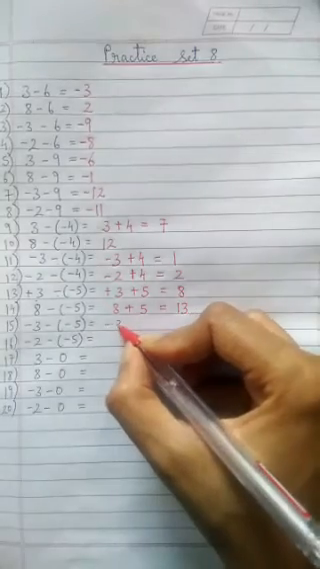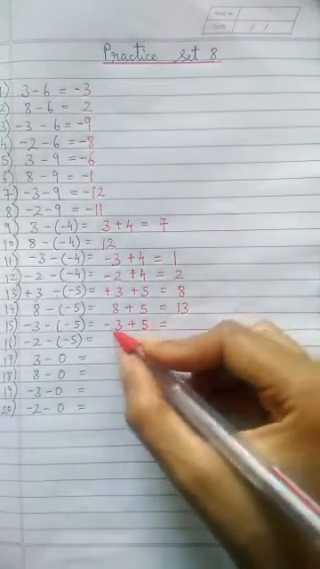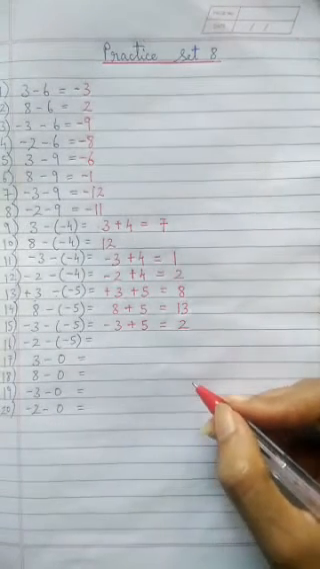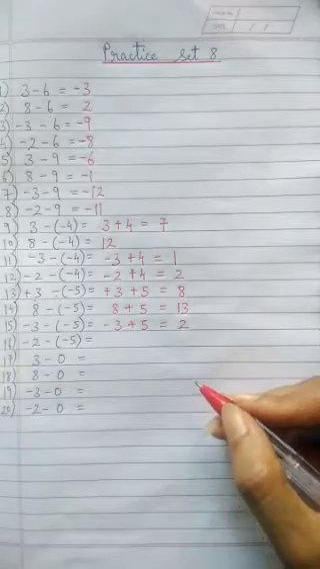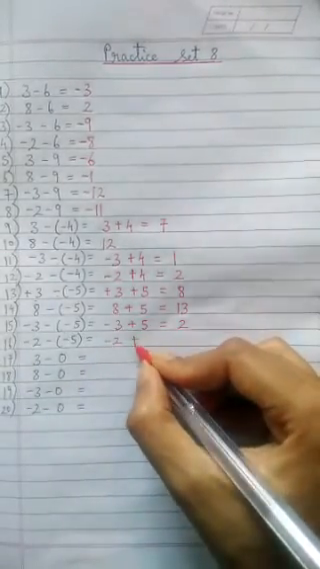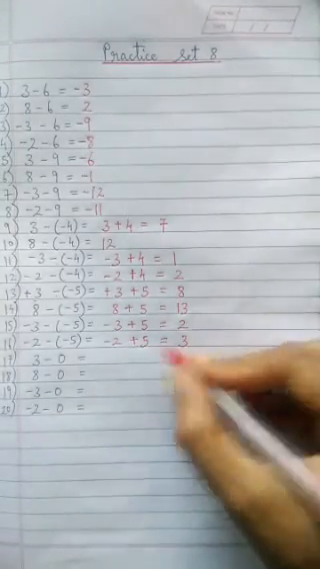Minus 3 and minus minus becomes plus. 5 minus 3 is 2 and greater number is positive. So answer remains 2. Minus 2 minus minus becomes plus. Plus 5. 5 minus 2 is 3. Greater number is positive.